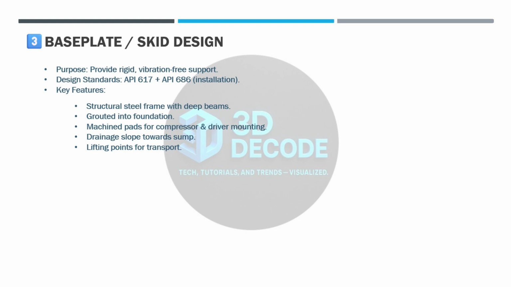Its purpose is to provide rigid, vibration-free support. Design standards, API 617 and API 686. Key features include structural steel frame with deep beams, grouted into the foundation, machined pads for compressor and driver mounting, drainage slope towards sump, lifting points for transport.